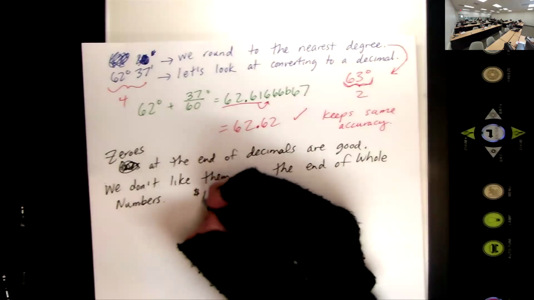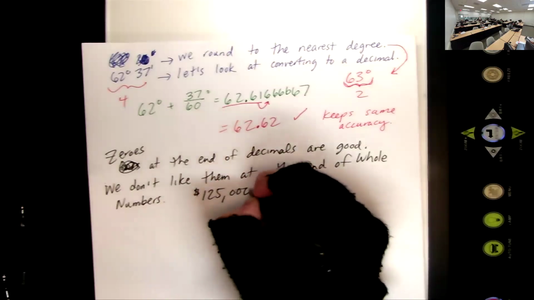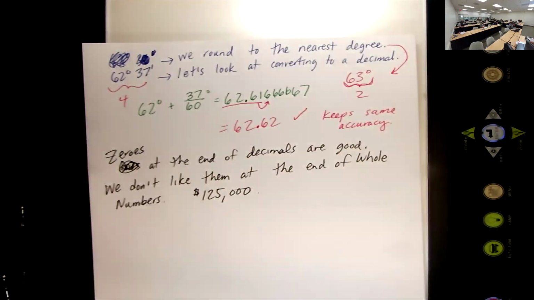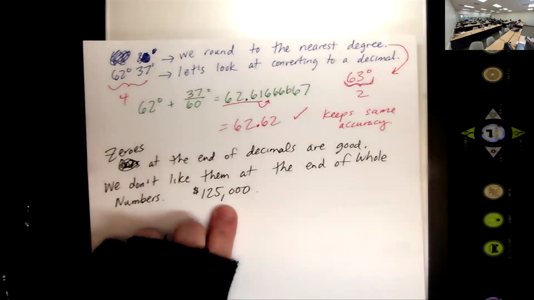If I tell you something costs $125,000, there's a really good chance it didn't cost exactly $125,000. You know what I'm saying? Especially the bigger that number gets, people start rounding off the stuff that doesn't matter. And maybe if this was like 501 or 400 or 900, it matters to you.